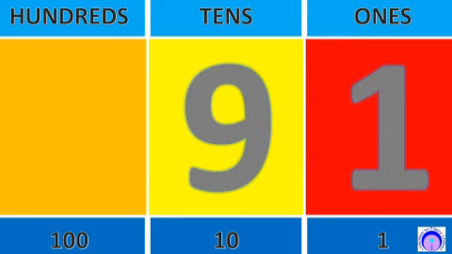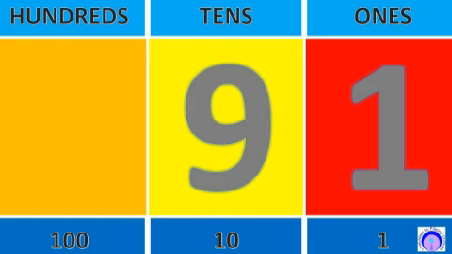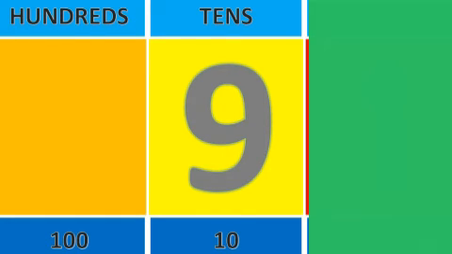Ito ang tanong. How many tens are there? Just follow the same procedure. Cover all the place values at the right side of the tens place. Therefore, how many tens are there? The answer is 9.